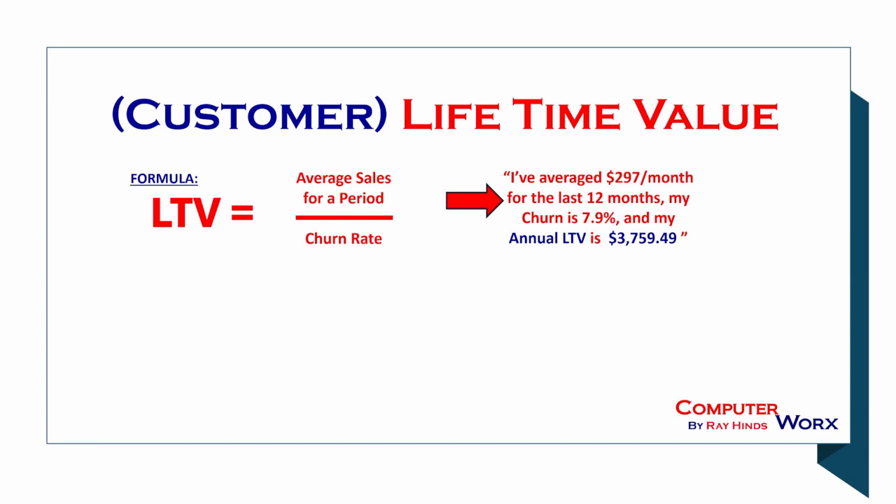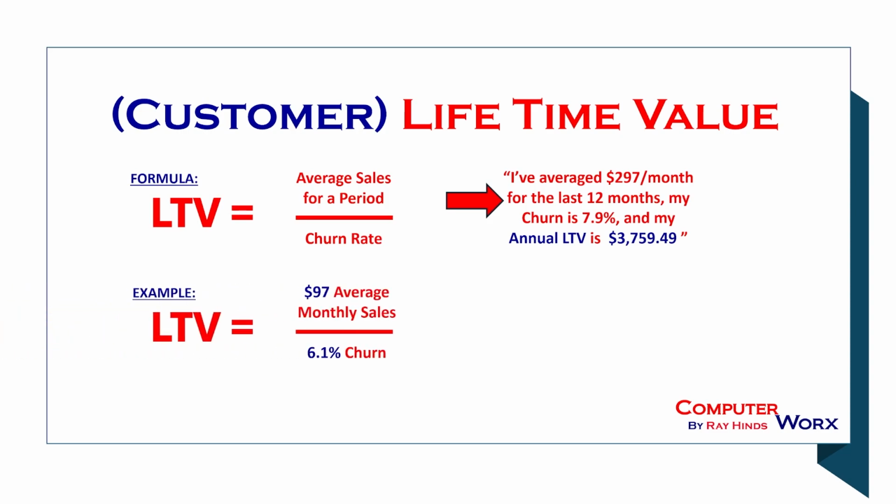Say I've averaged $297 a month for a subscription coming into my company for the last 12 months. My churn is 7.9%. And my annual LTV, because of the nature of the business, is $3,759.49. That's how much I expect annually from this $297 a month.